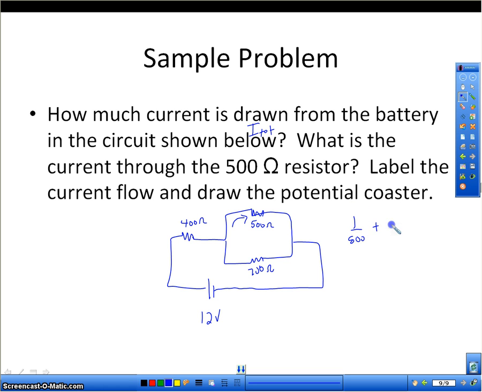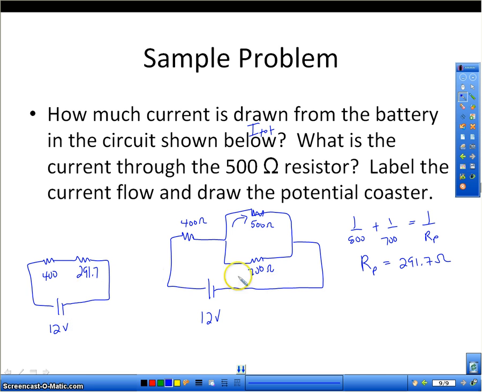1 over 500 plus 1 over 700 equals 1 over the R parallel. You end up getting a parallel resistance when you do that of 291.7. R parallel is 291.7. So this entire section, if I redraw it over here to the side, the 400 is right here, and that entire parallel I can replace with 291.7. And that's going to give me my same circuit. So those are equivalent circuits.